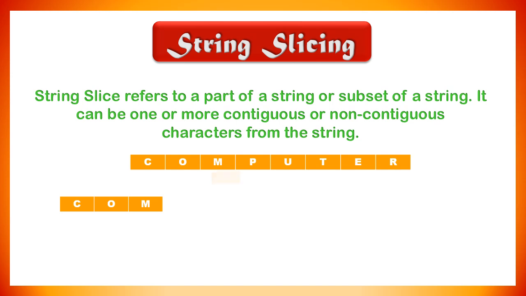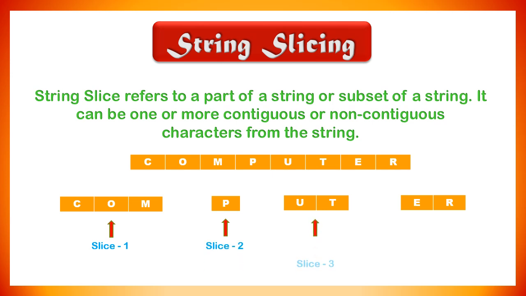Suppose we have a string called computer. Here we can create as many slices as we want. I have shown only 4 slices here. The first slice consists of 3 characters COM. Second slice consists of 1 character P. Third slice consists of 2 characters U and T. And the fourth slice consists of 2 characters E and R. Like this, we can create many slices comprising of 1 or more characters.